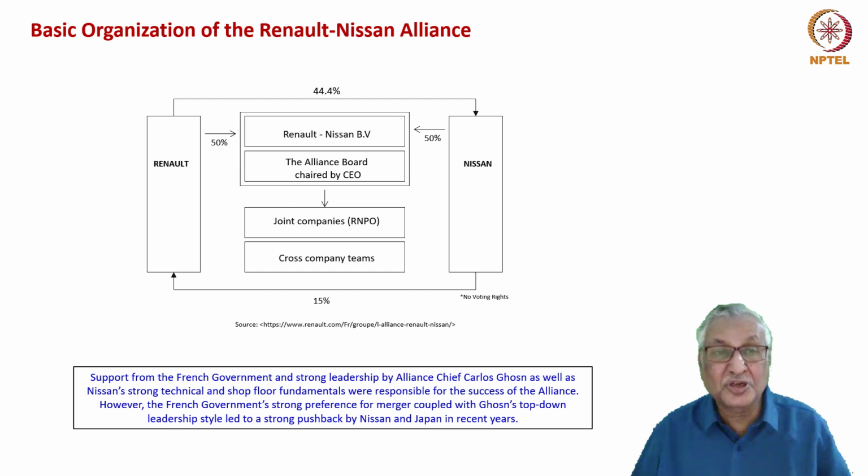Support from the French government and strong leadership by Alliance Chief Carlos Ghosn, as well as Nissan's strong technical and shop floor fundamentals were responsible for the success of the alliance. However, the French government's strong preference for the merger eventually, coupled with Ghosn's top-down leadership style, led to a strong pushback by Nissan and Jeep in recent years.